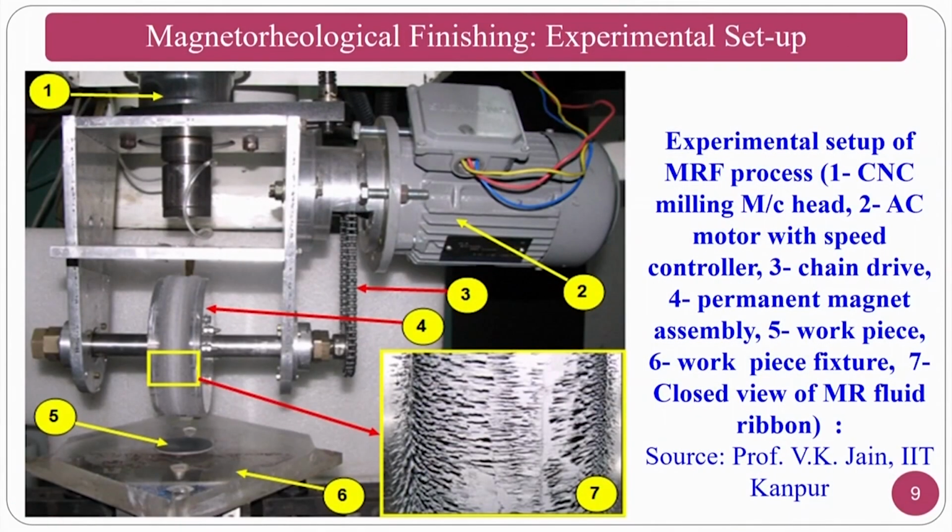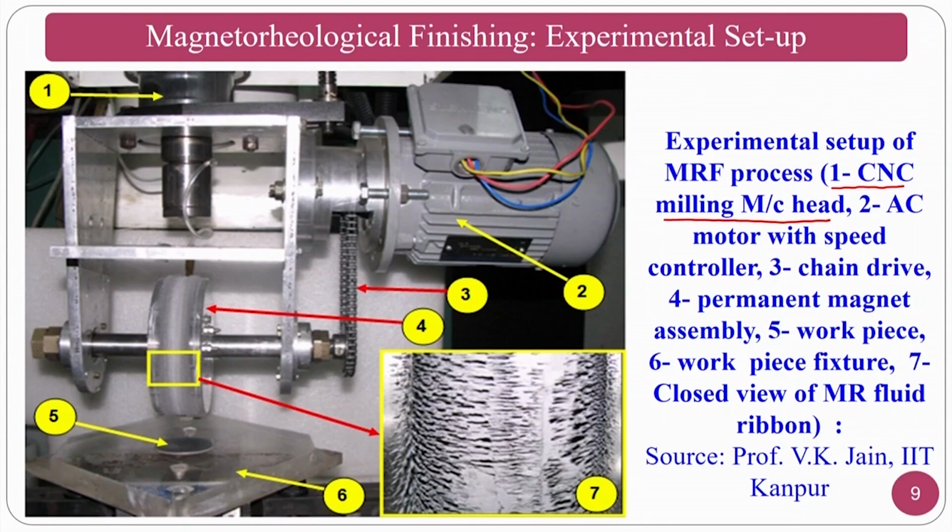If you see the zoomed version of this particular process, where the workpiece is there, the 5 stands for workpiece. The 1 is nothing but the CNC milling head. Basically, the experimental setup is developed on the end milling process. Okay, so it is not too expensive also. If you have an end milling process, you just have to change your head as per the requirements of your MR polishing process or MR finishing process.